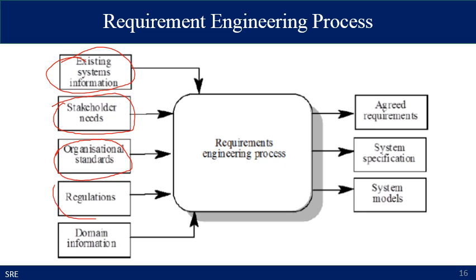There can be regulations from any government or any third-party regulatory body, and then you can get the domain information from the subject experts. All of this is mixed together in the requirement engineering process, and the output of the process will finally give you accepted and agreed requirements along with the system specifications and system models.